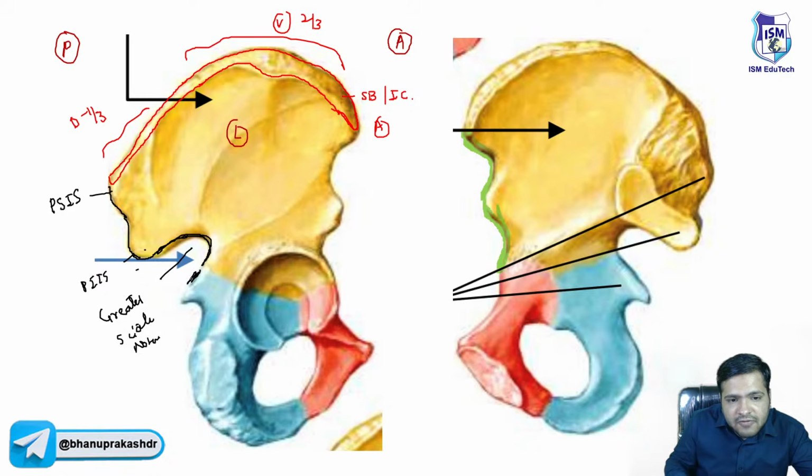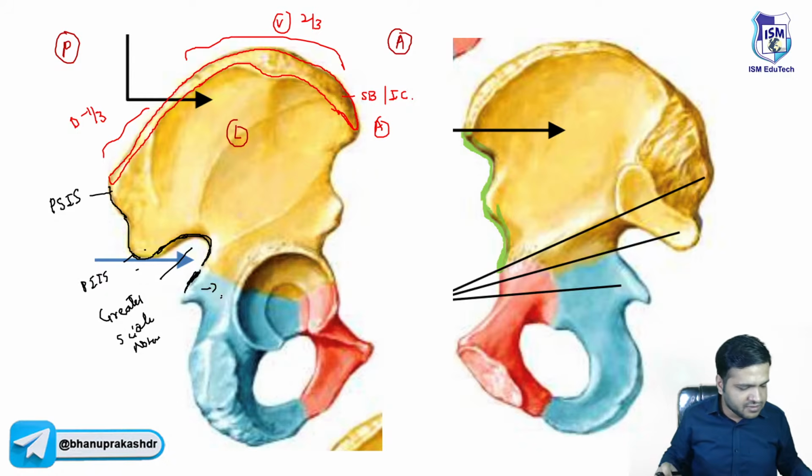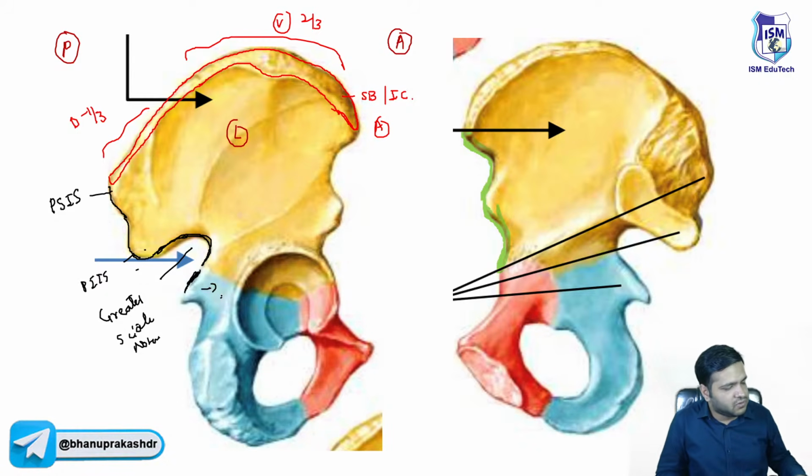Lower border of greater sciatic notch, it is formed by which bone? Now I want the answers in the chat box. Lower border of the greater sciatic notch, it is formed by which bone?